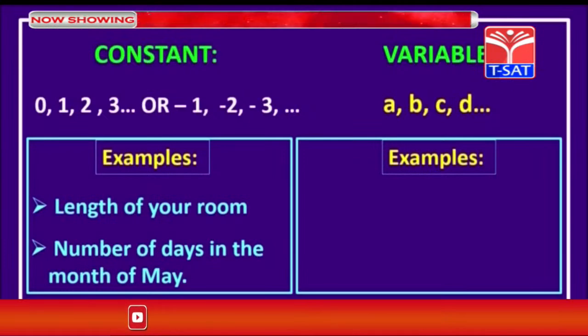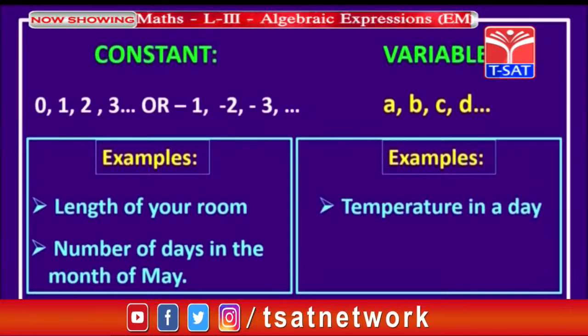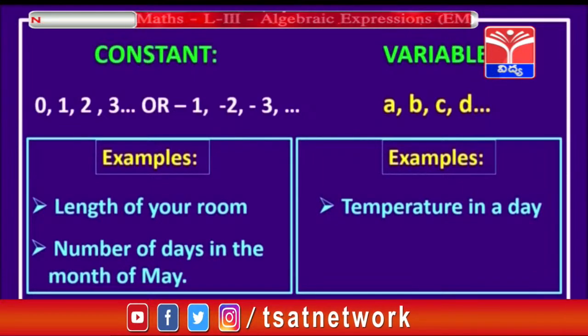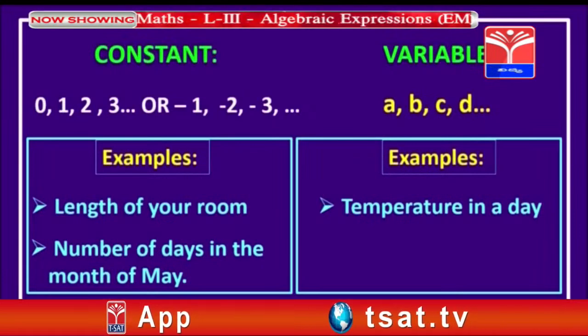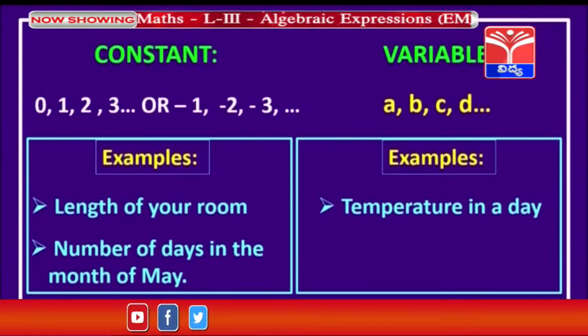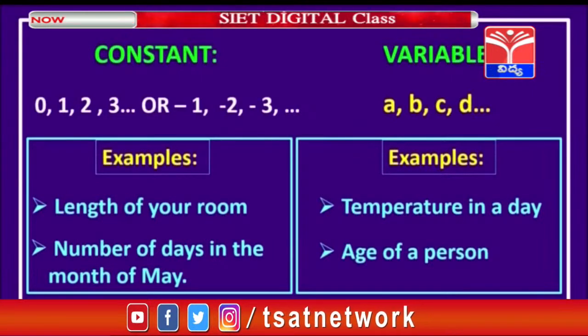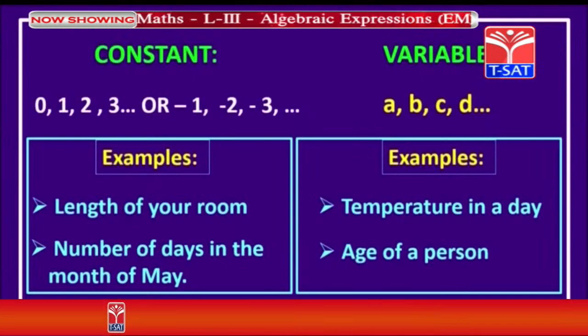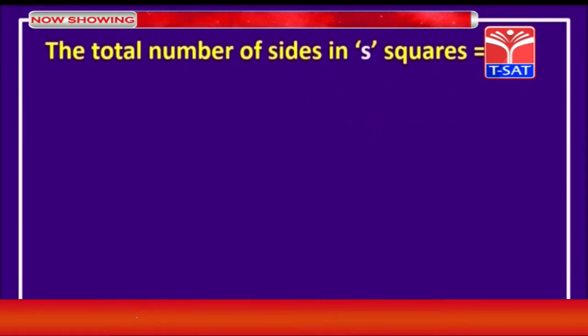Now let us see examples of variables in our daily life. The temperature in a day. One day it may be very hot, the other day it might be very cold or rainy, etc. Isn't it, children? We see a lot of changes in temperature every day. So it is not fixed, it keeps on changing. So the temperature in a day is an example of a variable. And the age of a person. Even if you consider the age of a person, it keeps on changing. So every day your age will change, children, isn't it?